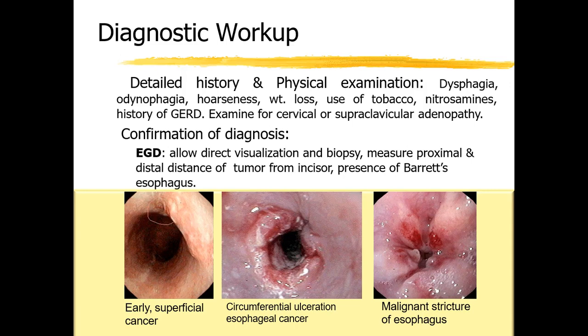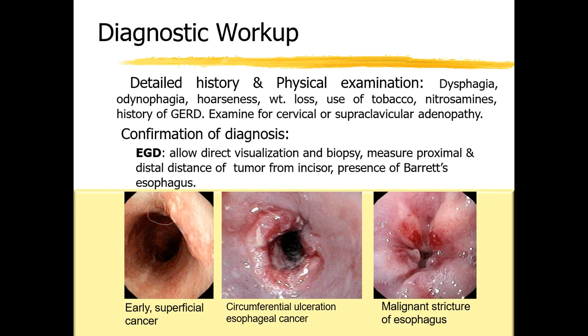Now, how do you diagnose esophageal cancer? You have to take a detailed history and then do a physical examination. The history includes dysphagia, odynophagia, hoarseness, weight loss, use of tobacco, nitrosamines, a patient very fond of eating barbecue food, and a history of GERD. In examination, as I said, there is less chance of finding anything positive, except you may find cervical or supraclavicular lymphadenopathy.